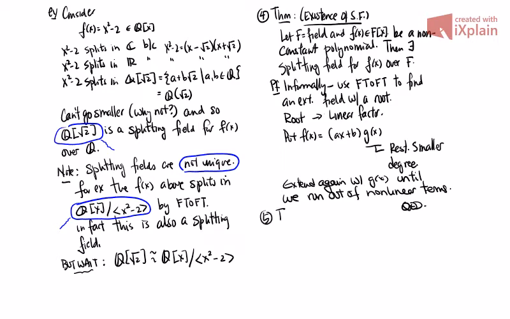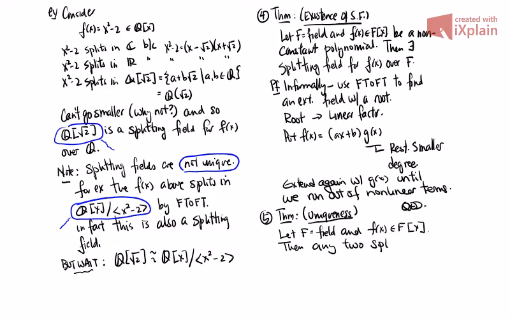Then the final theorem that I'd like to give, which I'll give some examples to really make it clear, because maybe it's easier to see what's going on with this theorem. This is on uniqueness. Of course, up to isomorphism, that we can probably see what's coming. So we'll say let f be a field, and f of x be in big F adjoined x. Then any two splitting fields for little f over big F are isomorphic.